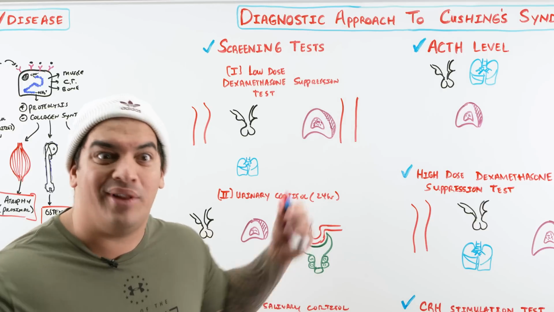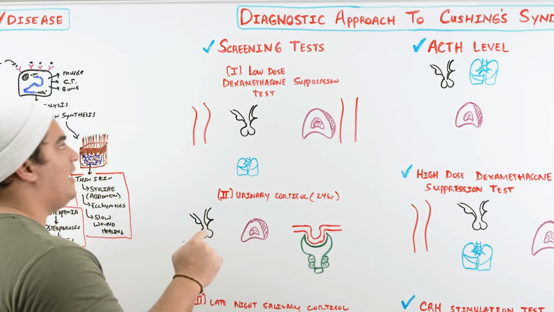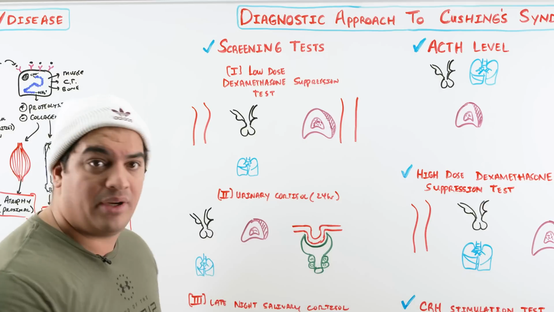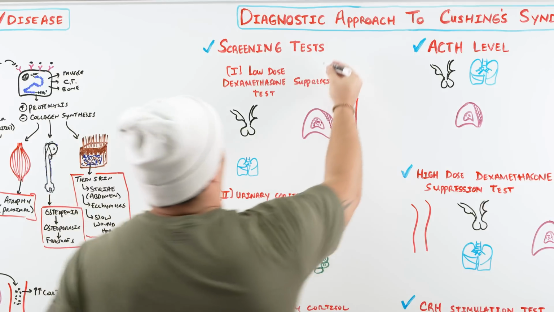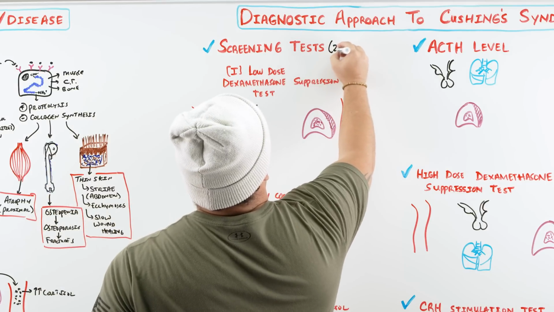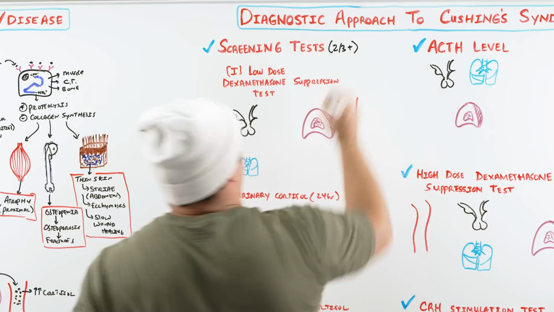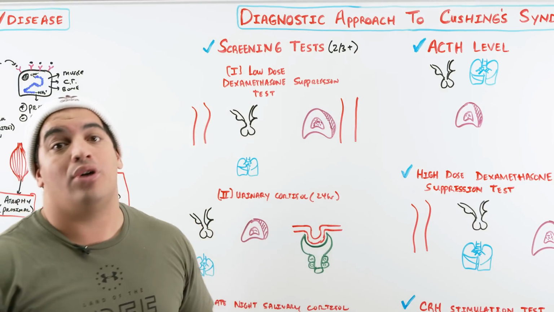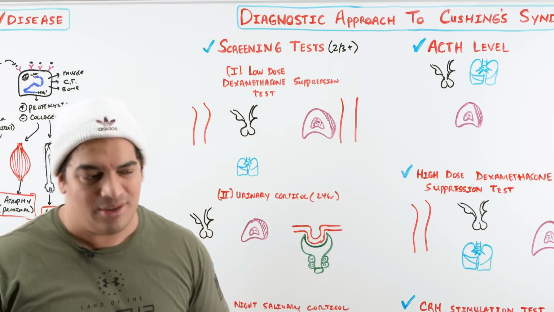So how do we figure out all these things? When we have these patients, first thing to do is you have to screen them. So you need at least 2 out of the 3 of these tests that we're going to talk about to be positive. So for these, you need at least 2 of 3 to be positive. So the first one that we actually utilize a lot, and you'll see it in your exams, is the low-dose dexamethasone suppression test. It's a really cool test.